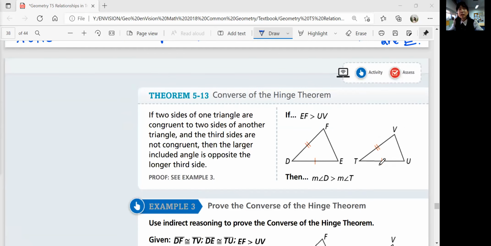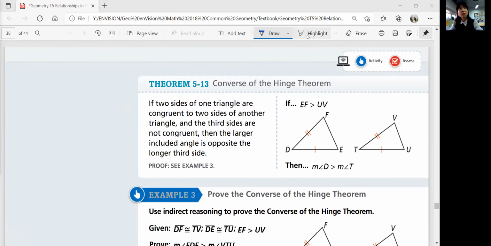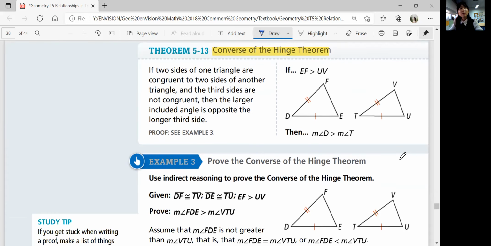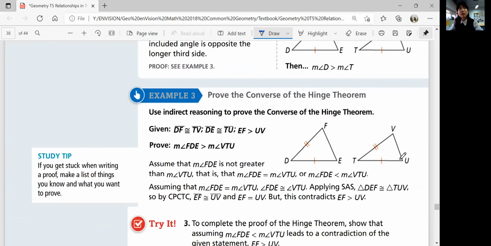Theorem 5-13, converse of the Hinge theorem. So converse is flipping the hypothesis and the conclusion, right? So now we're going to say if two sides of one triangle are congruent to two sides of another triangle, and the third sides are not congruent, then the larger included angle is opposite the longer third side, okay? So example 3, prove the converse of the Hinge theorem.